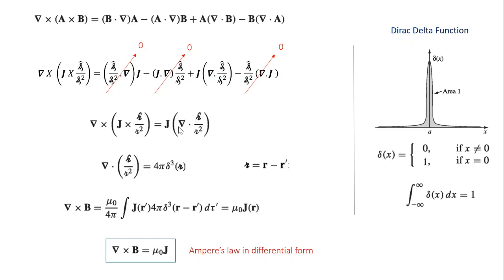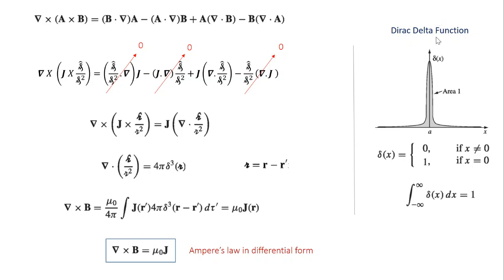What's the value of the term inside the bracket? Once again, you can refer to chapter 1 on vector analysis. This is a very standard result. The proof for this is given in chapter 1. So the value of del dot R cap by R square is 4 pi delta cube R, where delta cube R is nothing but the Dirac delta function. Hope you are already familiar with the Dirac delta function.